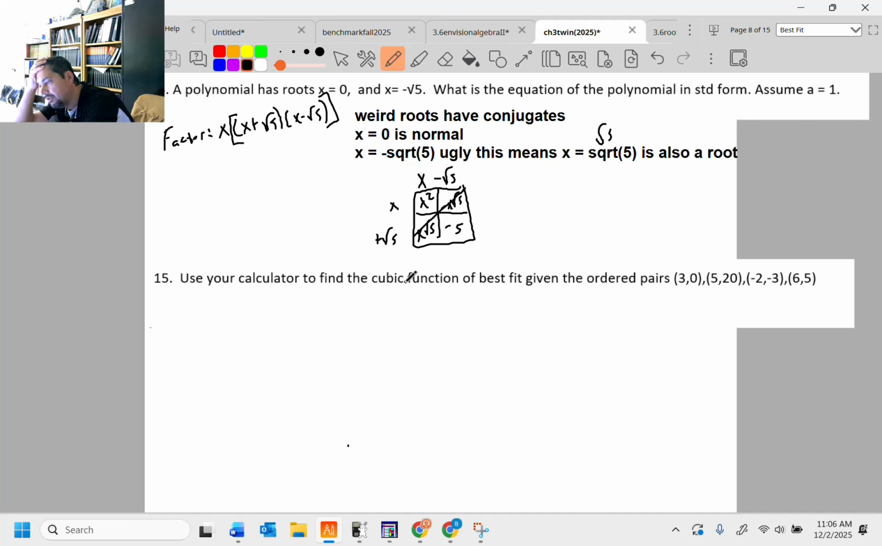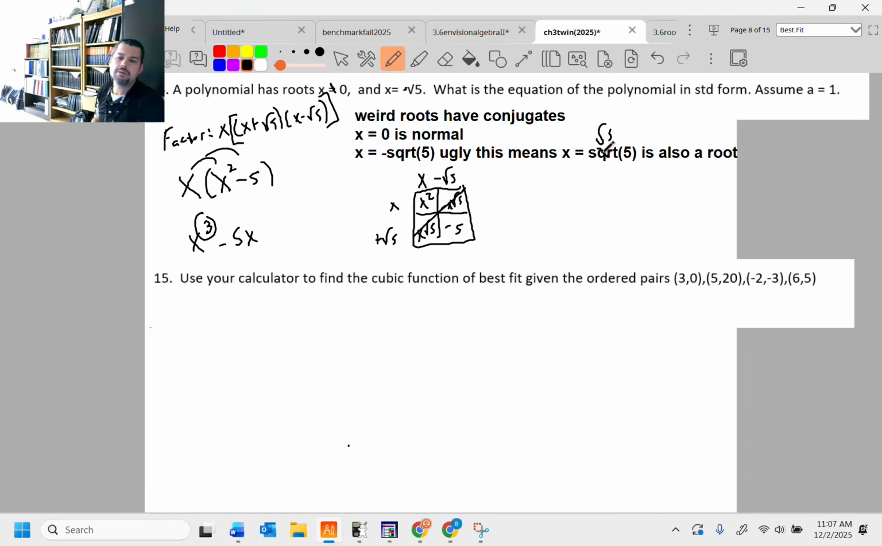These two annihilate each other. One's positive, one's negative. So all this work here becomes x squared minus 5. And this is just simply the distributive property, which is x cubed minus 5x. You shouldn't be surprised that you got a third degree polynomial because you had 1, 2, 3 roots. Use little things like the fundamental theorem of algebra to make sure you're getting it right. Just do those things.